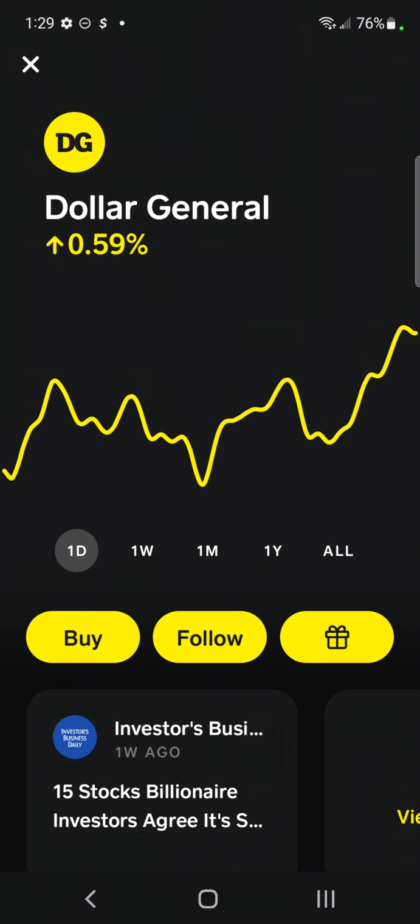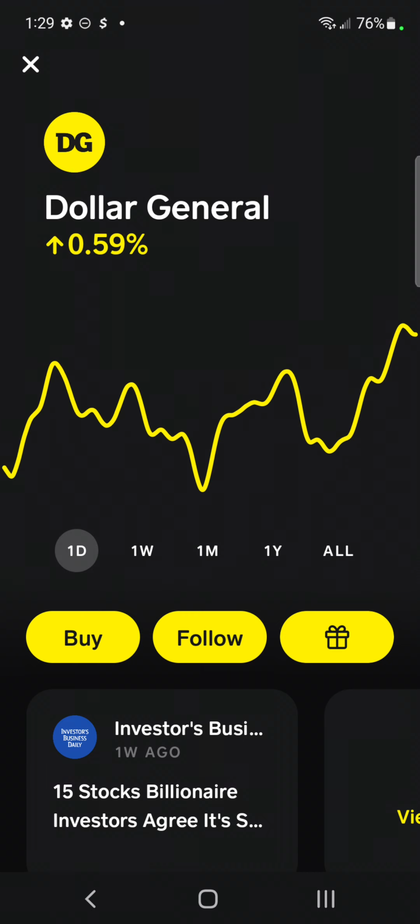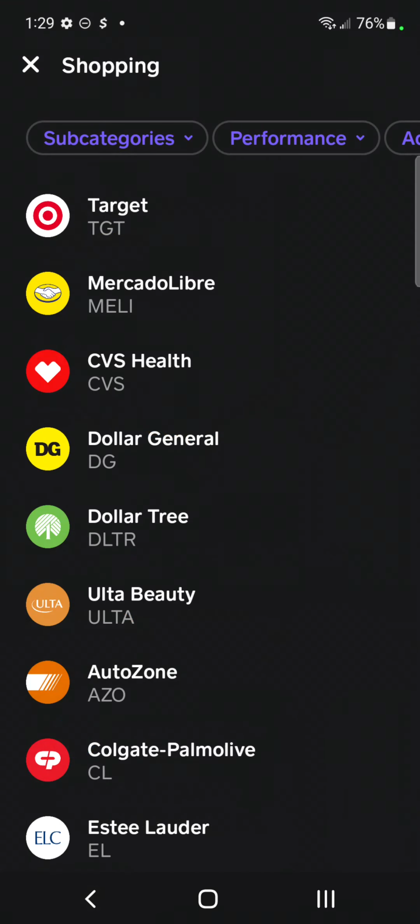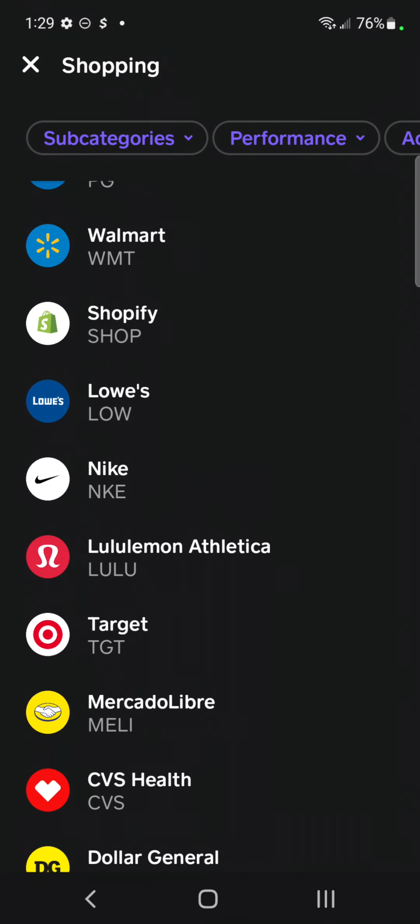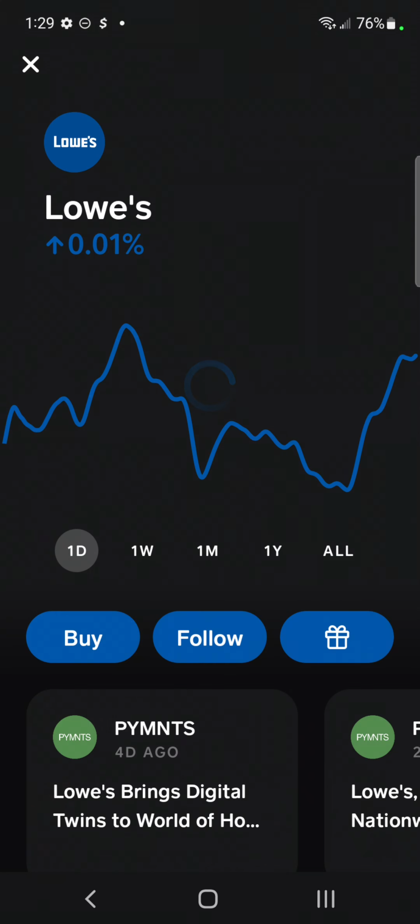It does that on every stock that is traded inside of Cash App, or that you can trade inside of Cash App. So let's come out of there, and real quick, we'll do another one. Lowe's, same thing.